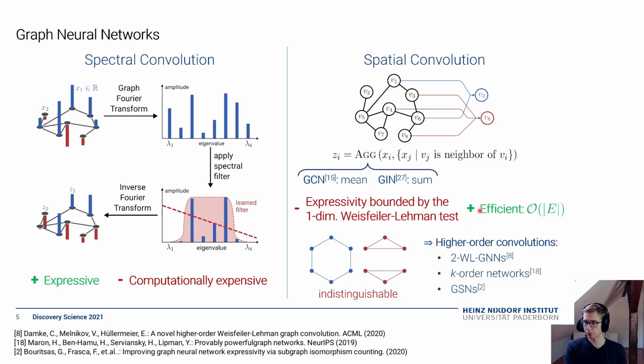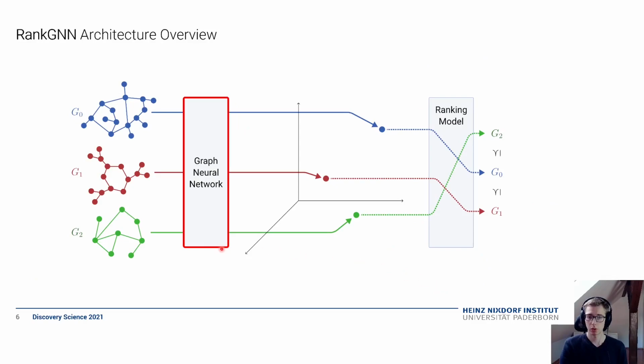To overcome this limitation of the simple neighborhood aggregation scheme, recently a number of so-called higher order convolution operators have been proposed. For example, the 2WL-GNN architecture based on the two-dimensional Weisfeiler-Lehman test, as the name suggests, which we have recently proposed, or the so-called k-order networks, or the so-called graph substructure networks. The details of how these higher order spatial graph convolutions work will not be discussed here. Instead, we are now going to go back to the RankGNN architecture overview.